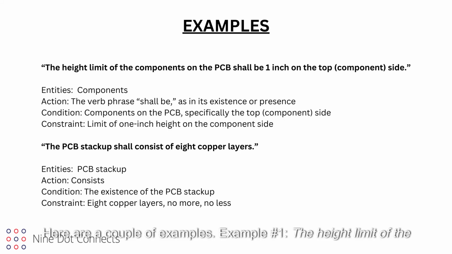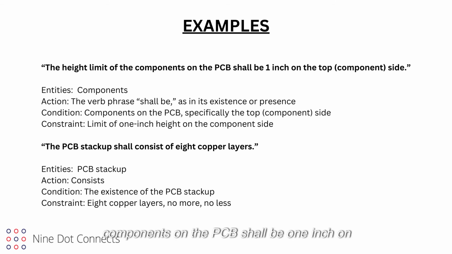Here are a couple of examples. Example number 1. The height limit of the components on the PCB shall be 1 inch on the top, or component, side. Entities, components. Action, the verb phrase shall be, as in, its existence or presence. Condition, components on the PCB, specifically the top, or component, side. Constraint, limit of 1 inch height on the component side.